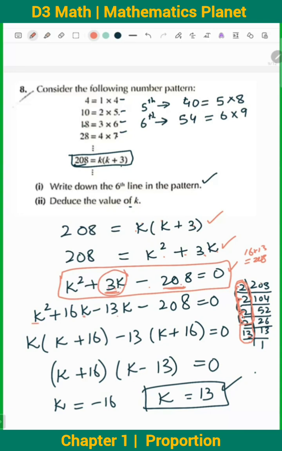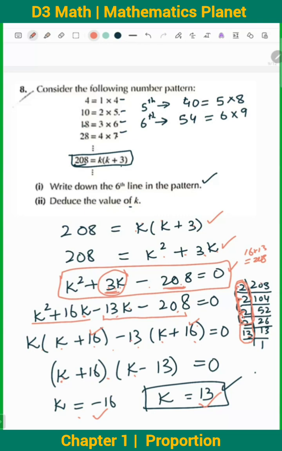So when you take k common and take minus 13 common from these two terms, you get k plus 16 here. So you got k plus 16 and k plus 16. So if you take k plus 16 common, k minus 13 will come over here. So you got k is equal to minus 16 and k is equal to plus 13.